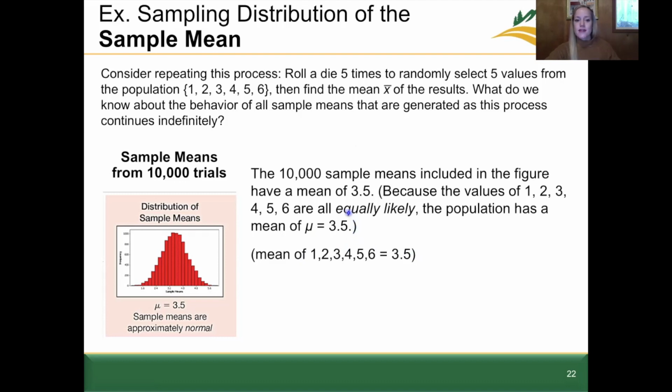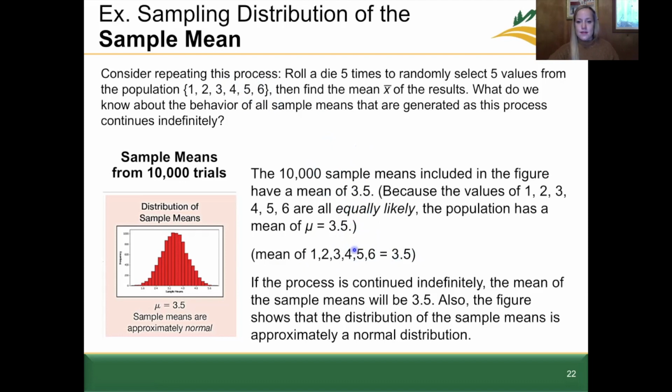So thinking critically about the situation at hand, about the question, this mean of 3.5 does make sense when thinking through it this way. So again, if this process is continued indefinitely, on and on and on again, the mean of the sample means will be 3.5. Also, again, to mention, sample means are approximately a normal distribution. Now, that won't be the case for sample variances, and we'll look at that next.